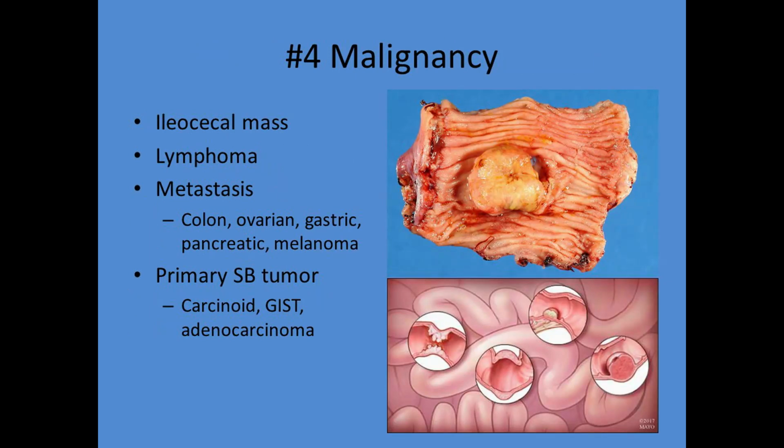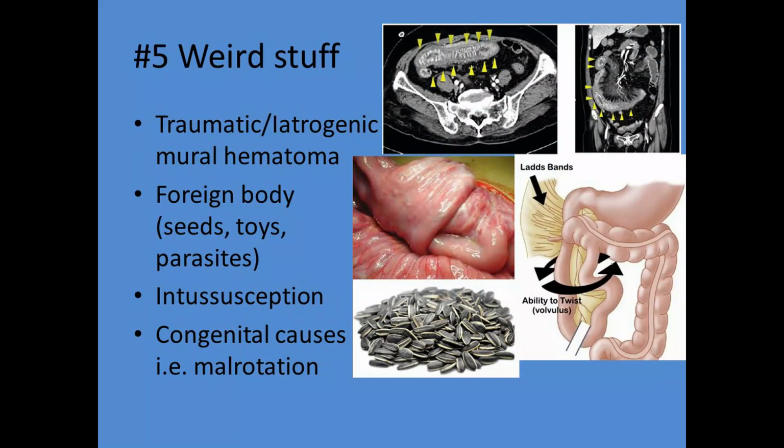Different forms of malignancy can also eventually lead to an obstruction. Ileocecal mass, lymphoma, and different types of metastases, including colorectal, ovarian, gastric, pancreatic, or melanoma cancers, can cause this, and even more rarely, primary small bowel tumors, such as carcinoid, GISTs, or adenocarcinoma, can produce obstructions either intraluminally or from compression on the outside of the small bowel.